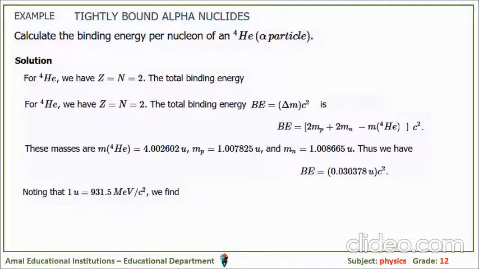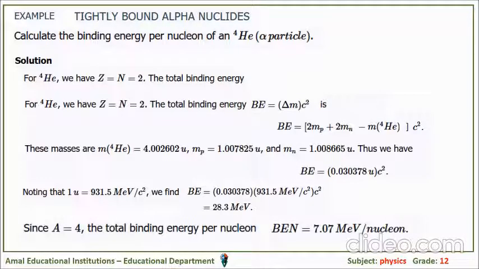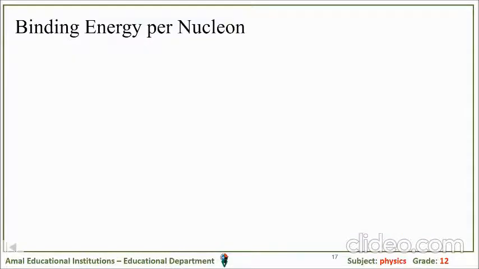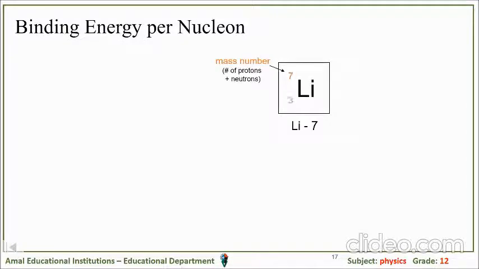Note that when u is 931.5 mega electron volt per c squared, then we find that the binding energy will be 28.3 mega electron volt, and hence the binding energy per nucleon is nothing but 7.07 mega electron volt. The binding energy per nucleon, as for lithium, we have to proceed with the following steps.